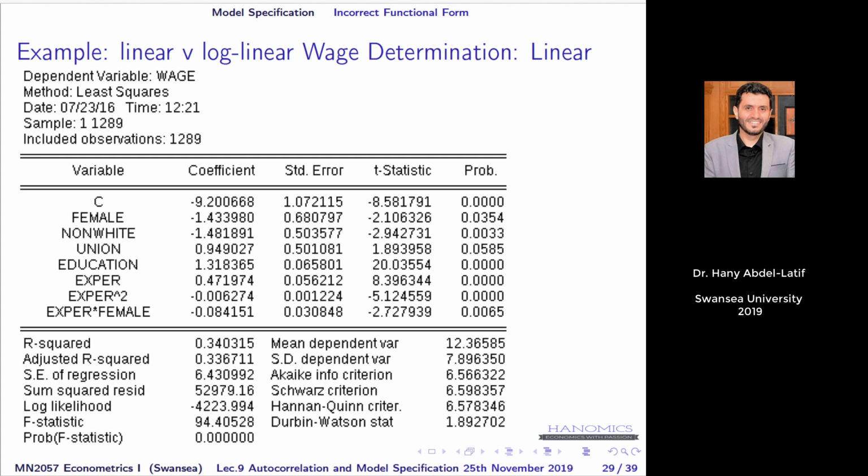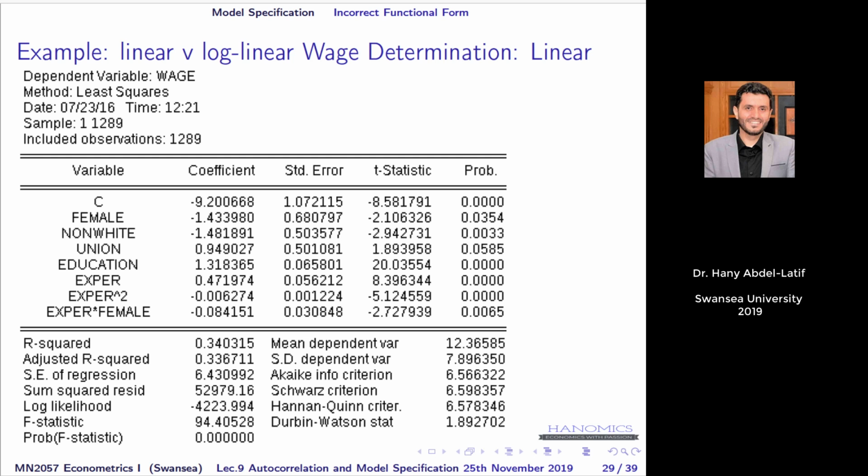So these are two cases of specification errors: underfitted models and overfitted models. Underfitted models are when you omit important variables, overfitted models are when you include variables that are not relevant. Okay? So another case of specification error is related to the functional form.